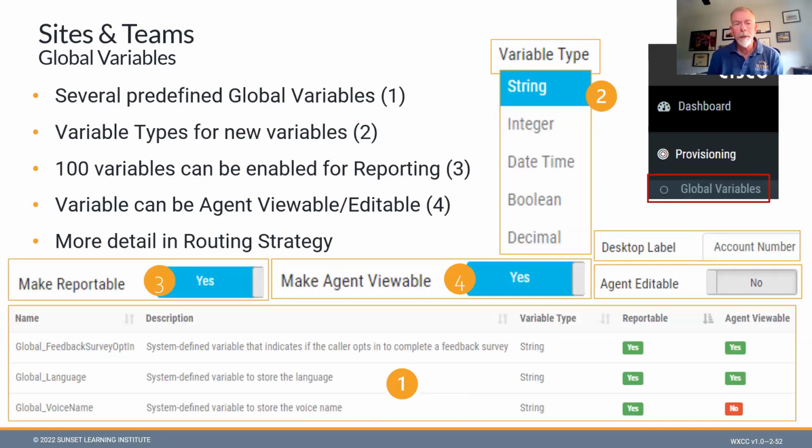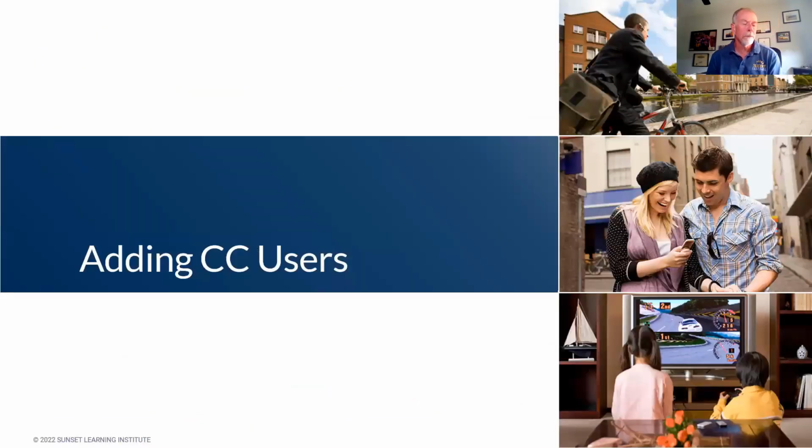We also have an ability to provision global variables. I won't talk too much about that here. There's a bunch of different variables that are built into the system. We can have up to 100 variables for reporting. We've got some limits within flows for how many variables we can see. I think that's 30, but variable information would show up more in our module called the routing strategy module. You're not going to see that today, but that would be the module that follows up this provisioning of all of our users and sites and teams module.